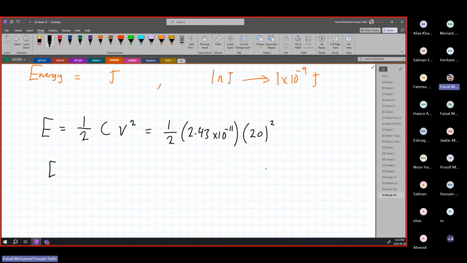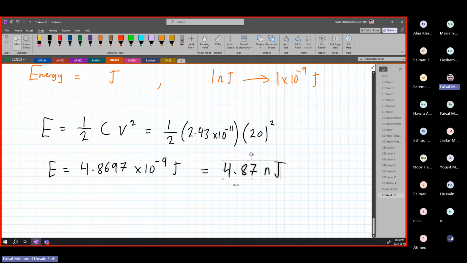You put it in the calculator, E is going to be equal to this times 20 squared divided by 2. This gives me 4.8697 times 10 to the minus 9. It already gave it to me in 10 to the power minus 9 joules, which means, rounding to 2 decimal places, this is equal to 4.87 nanojoules. And this is the value for my energy.